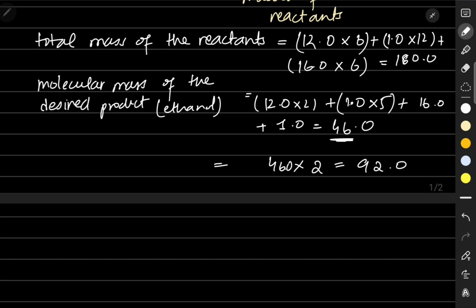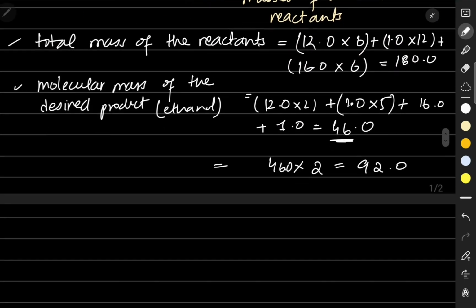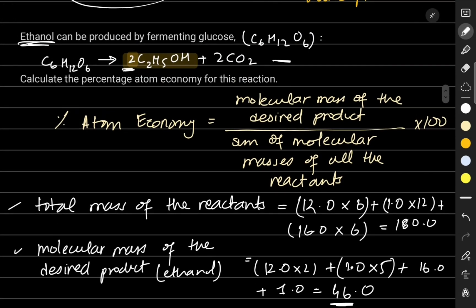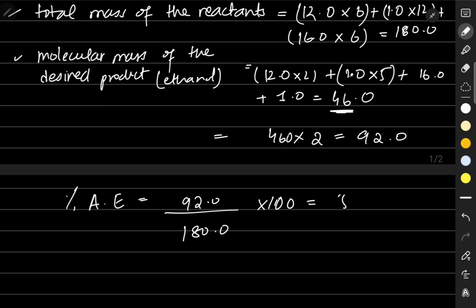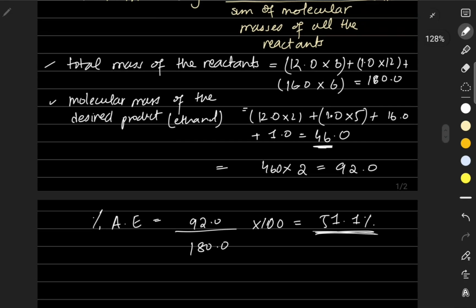Then you put the calculated values in the formula. The formula says the molecular mass of the desired product goes up top, so 92, divided by 180, times 100, and that's going to give you 51.1%. So that's your atom economy here. It's almost 50% atom economy, and this is it.